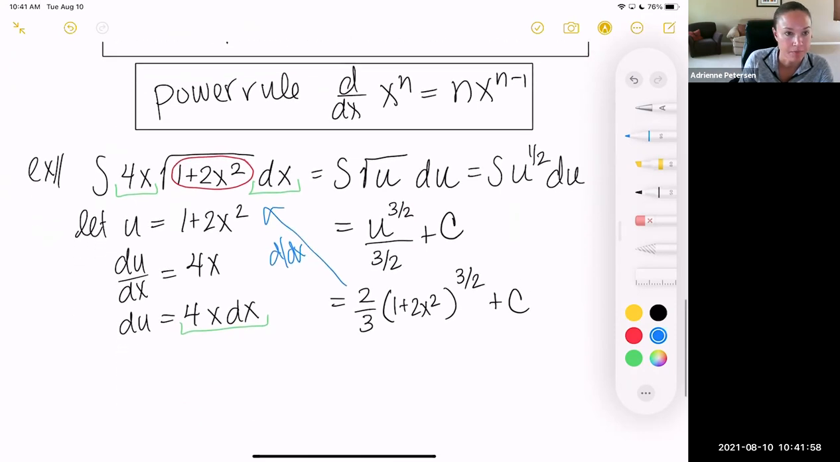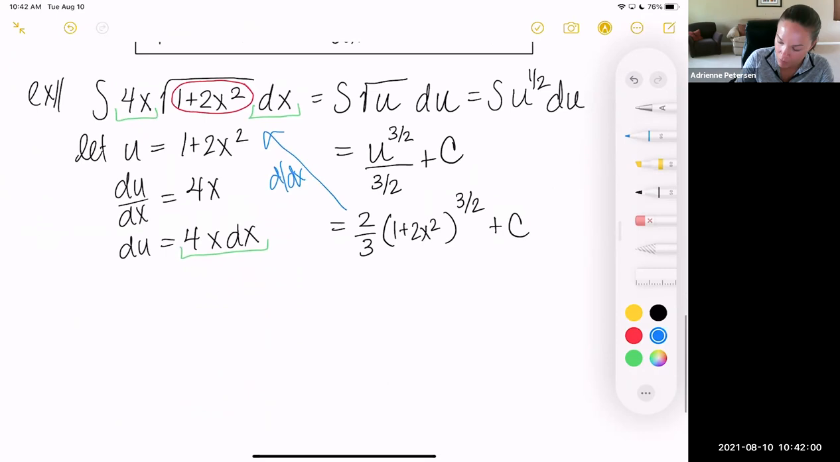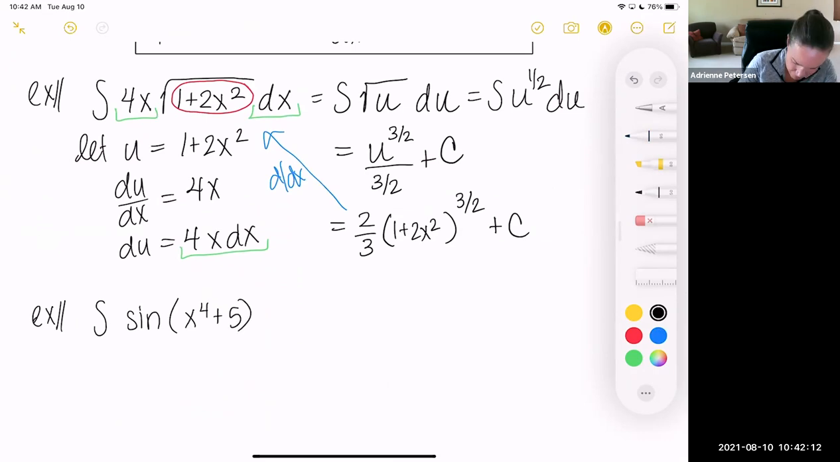Okay, let's do some more. So next one, I have the integral of sine of x to the 4th plus 5 times x cubed dx. Again, in the chat box, I'll have you guys help me with all of these problems. Let's get at least 4 or 5 people telling me, what should I let u be?